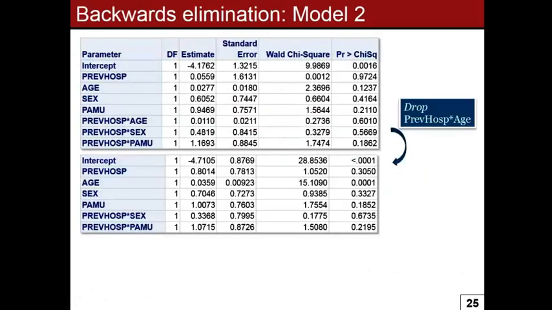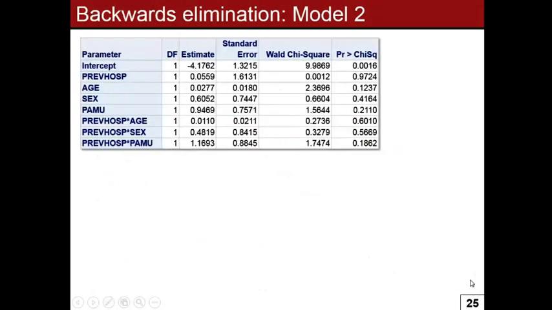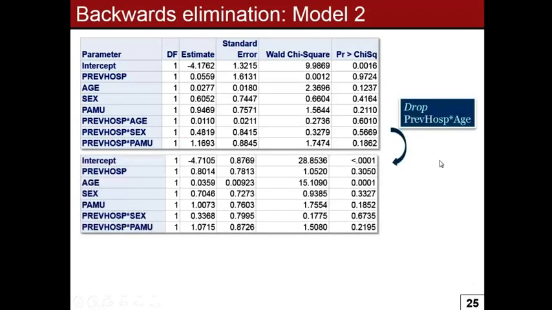So what does that look like? What do I mean by backward elimination of the EW terms? You might do something that looks like this. You might say, okay, I'm going to look at the output from my model, and I see my three EW terms here. These are the deltas. And then look at these, the Wald p-values, let's say.